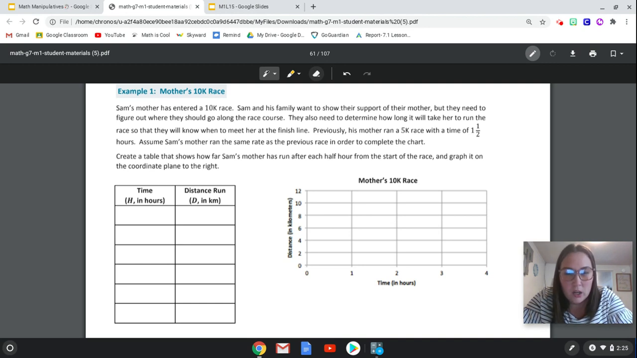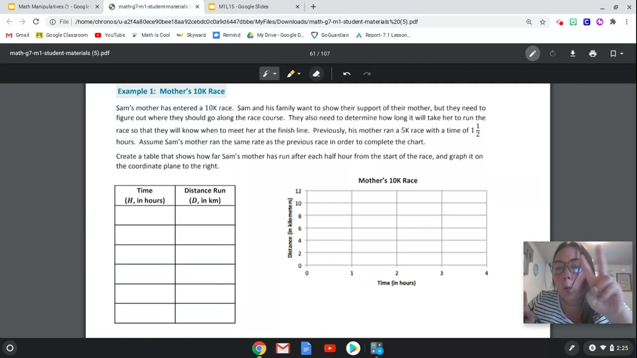Complete the chart, create a table, and graph it. Okay. It's going to be hard, but we can do it. First thing, when we're doing a table, we have to know the unit rate, right? We're going to have to figure that out.